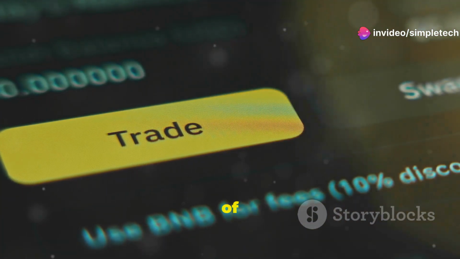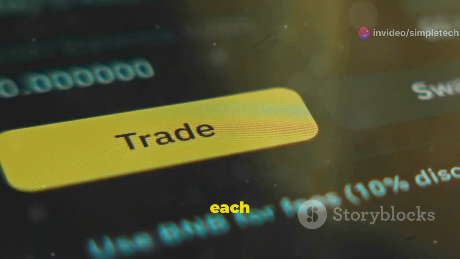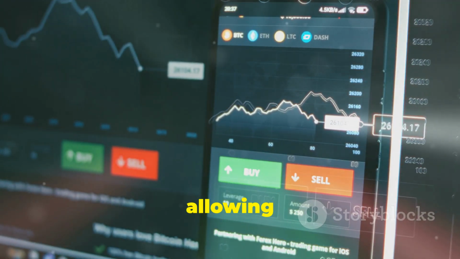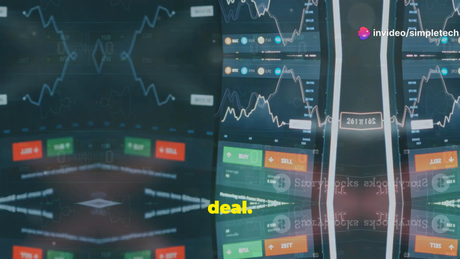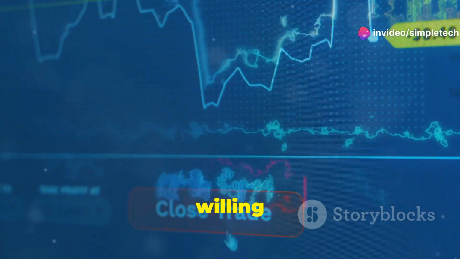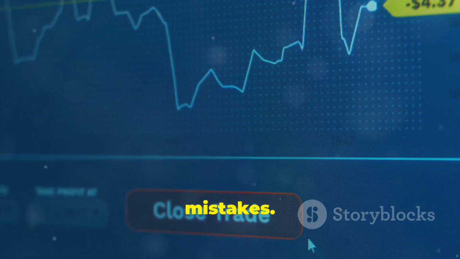Next, decide on the type of order you want to place. There are various options available, each with its own advantages. A limit order gives you more control, allowing you to set the price you're willing to buy Bitcoin at. This can help you get a better deal. Enter the amount of Bitcoin you want to purchase and the price you're willing to pay. Be precise to avoid any mistakes.